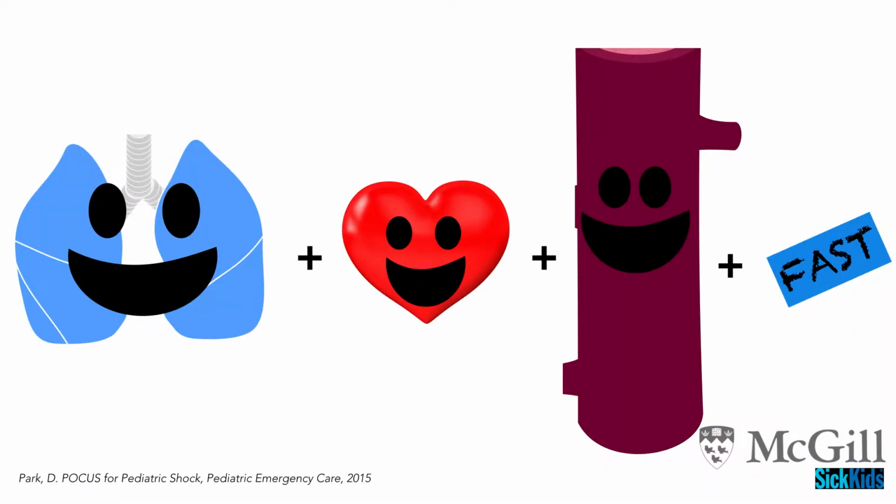This evaluation differs slightly in children, given aortic aneurysm and DVT are very rare. We actually require an evaluation of the cardiac, lung, IVC, and FAST in order to evaluate children with undifferentiated shock.